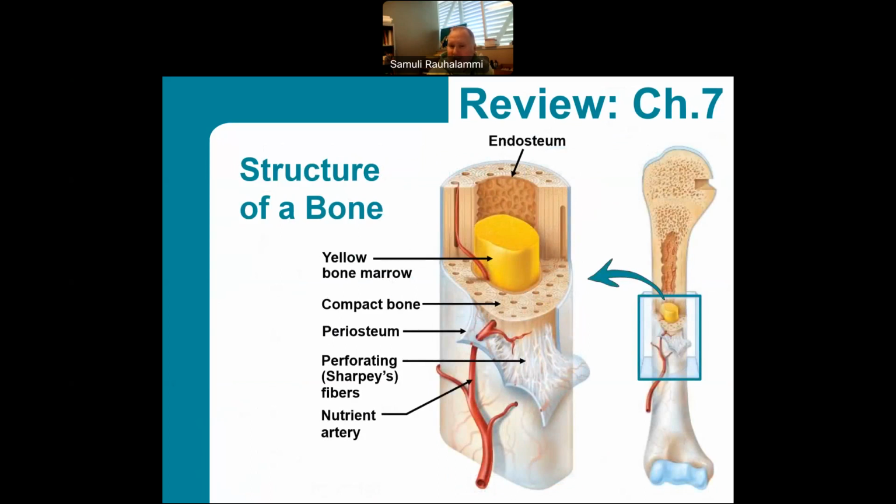I mentioned the periosteum as the connective tissue layer around the bone, and there is a rich blood supply also to the bone. So remember, bone is very much a living structure, so it needs that constant supply of nutrients, oxygen, and energy, removal of waste products, and so on.